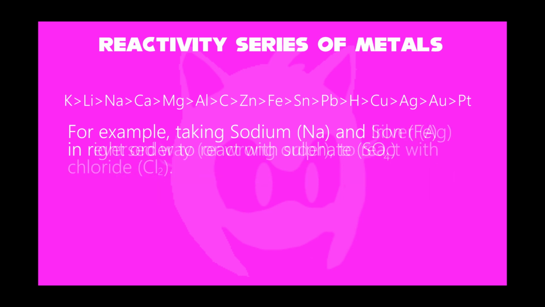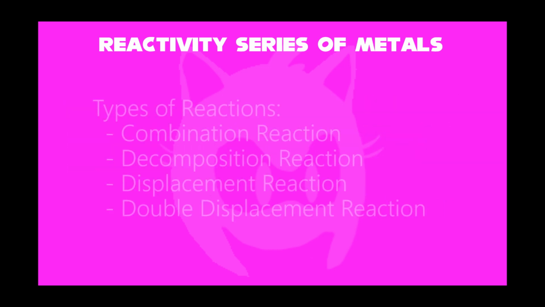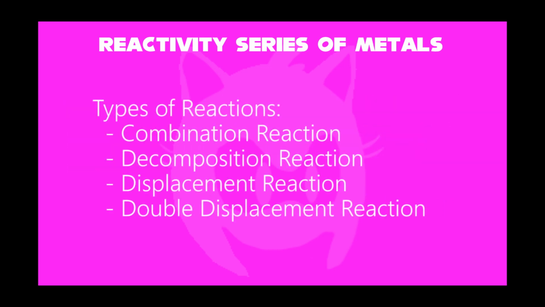But if you reverse the selection of these metals, for example, silver and sodium, we have to react with chloride, Cl2. This cannot react to form sodium chloride as a salt. The order we have selected is incorrect. Now, as we move on, we will learn the types of reactions: combination reaction, decomposition reaction, displacement reaction, and double displacement reaction.